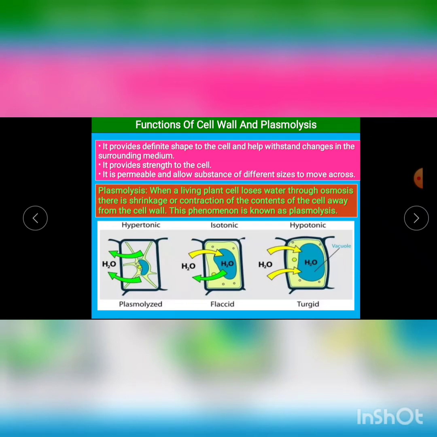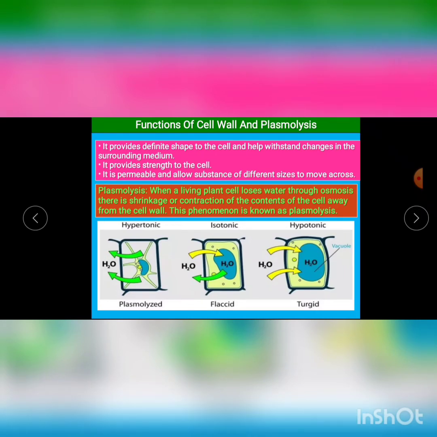The cell wall, you should know, is very important. Let's discuss the functions of the cell wall and the process of plasmolysis. First, what are the functions of the cell wall? It provides definite shape to the cell. As the cell wall is rigid and strong and does not change its shape, it maintains the shape of the cell. And as it is strong, it helps withstand changes in the surrounding medium, and it also provides strength to the cell.